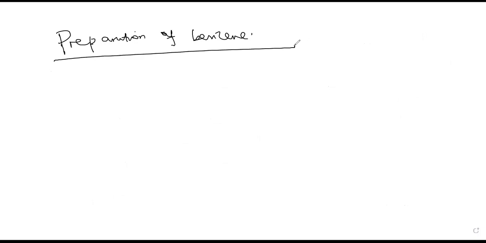For you to prepare benzene, there are very many methods that you can use, and I'll be giving you a number of alternatives which are best for our synthesis. So the first method, we can carry out polymerization of ethine.